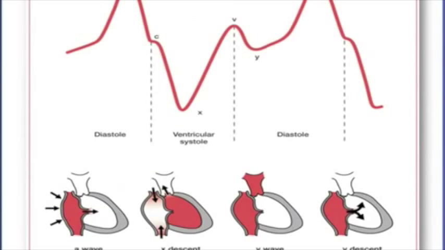Here's another quick little diagram of what is happening to the waveform as the blood is being pumped through the heart. So in the bottom left-hand corner, you see the A wave, what's happening there, and as the atria are contracting and creating that pressure, you get that big pressure wave of the A wave.